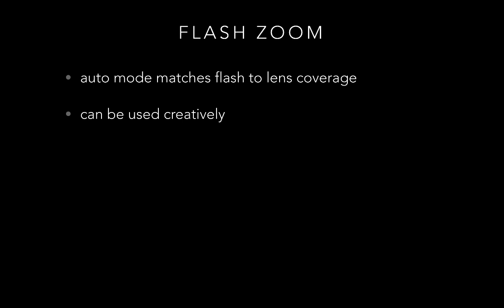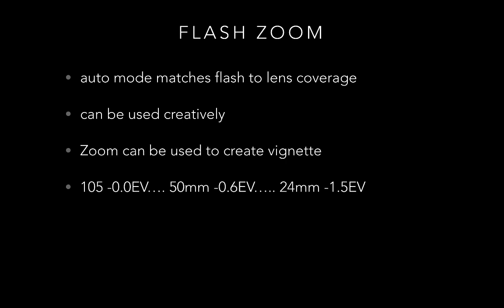If you're at, let's say, 24 millimeters and you're taking an environmental portrait and your bride is up against a wall, and you want that flash just to illuminate her and create a vignette in camera, then you can manually zoom that flash head in using the speedlight zoom to creatively create that vignette.